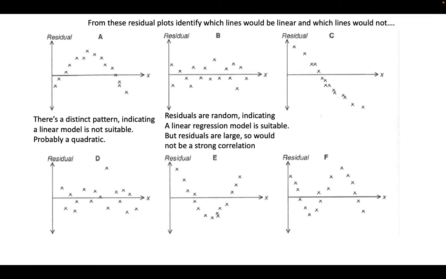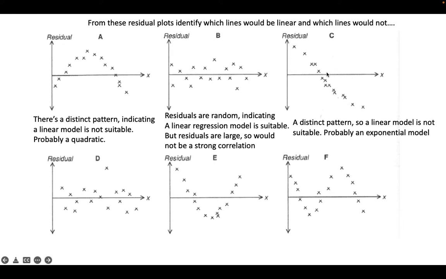Plot B, a linear model is suitable for that. You can see there's a random scattering of residuals above and below. The residuals are large though, so it probably wouldn't be a strong correlation, but a linear model is a suitable regression model for that data.